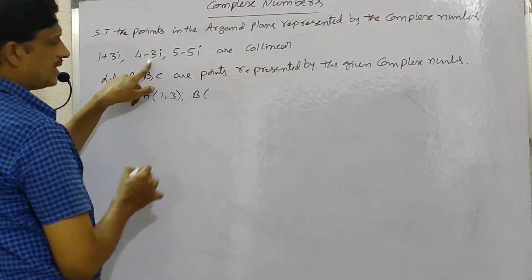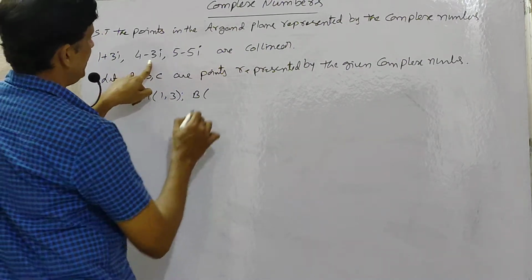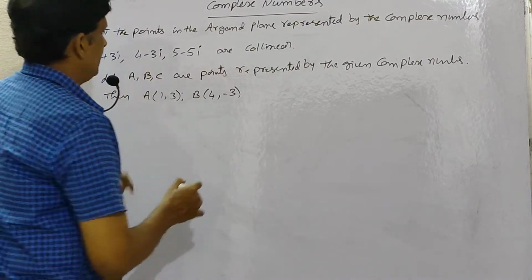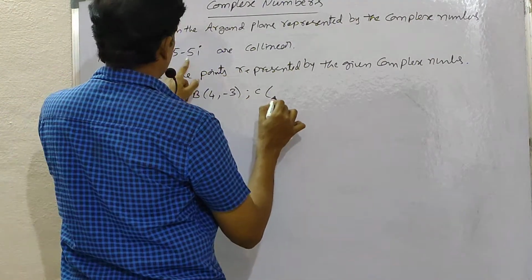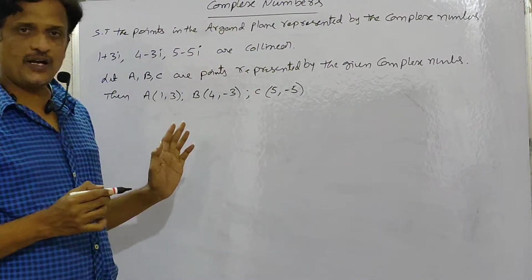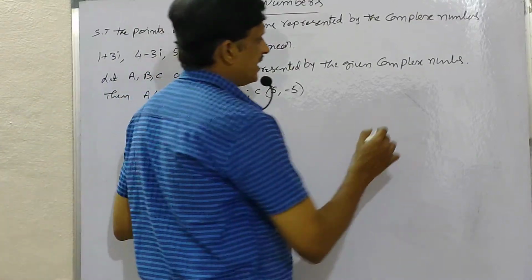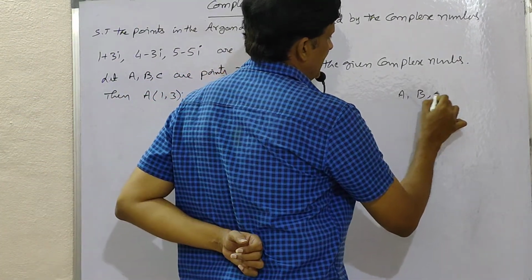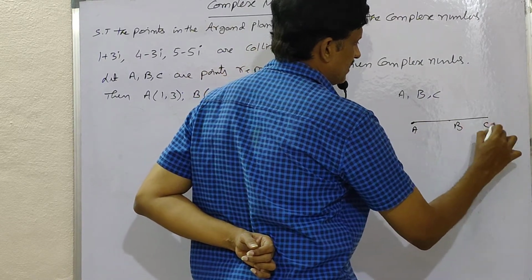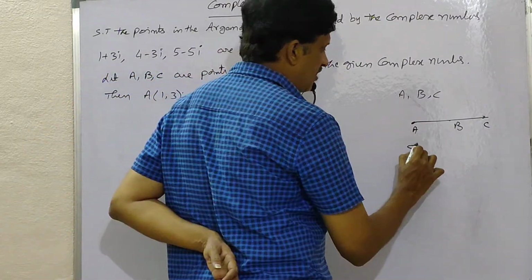And the point B is represented by the second complex number, that is 4 minus 3i. So that is 4 comma minus 3. And the third point C is 5 comma minus 5. Now we have to prove that these 3 points are collinear. So observe this case. A, B, C, 3 points are collinear means lie on the same line like this.